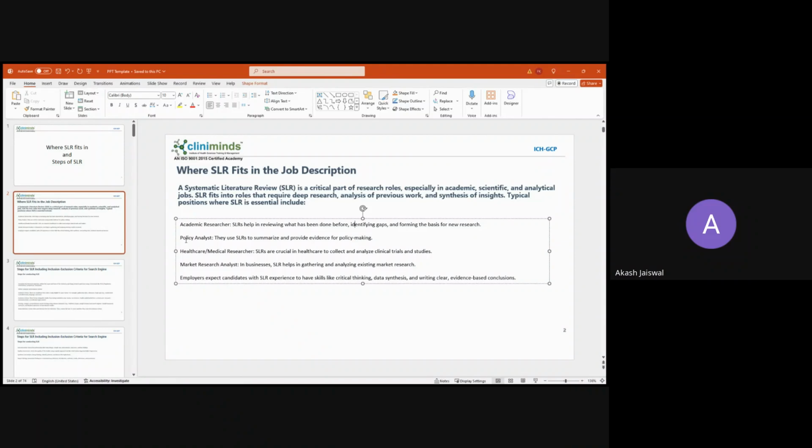On top of my head, there is one policy coming to mind. I'm not sure if it is right. Will ICH GCP come under healthcare policy? Yeah, so basically let me give you a little glimpse so that you will have an easy understanding.